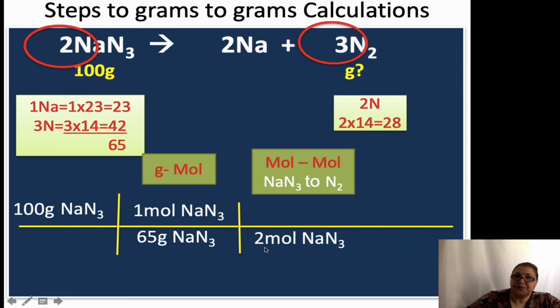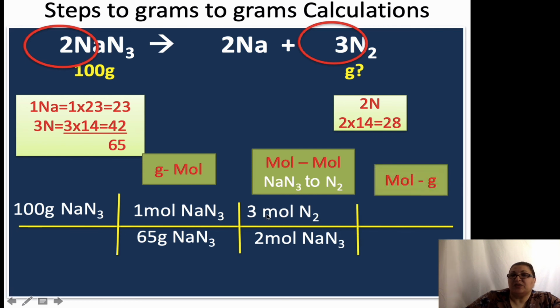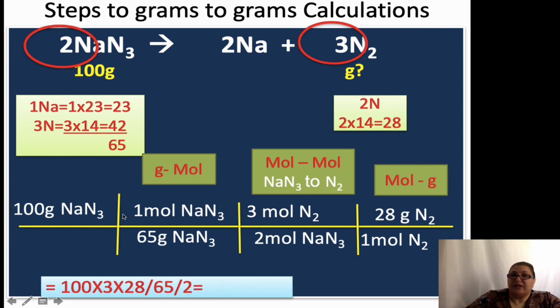So sodium nitride cancels out, and then the unknown, which is 3 moles of nitrogen. To go from moles of nitrogen to grams of nitrogen, we multiply by the molar mass, which is 28. Multiply everything on top, divide by the bottom. 100 times 3 times 28, divided by 65, divided by 2, gives us 64.6.